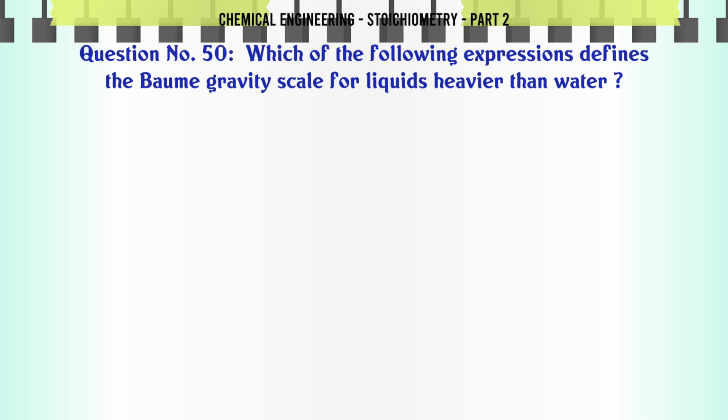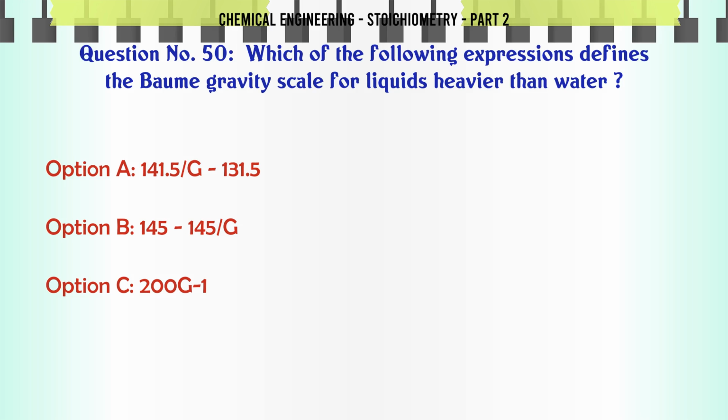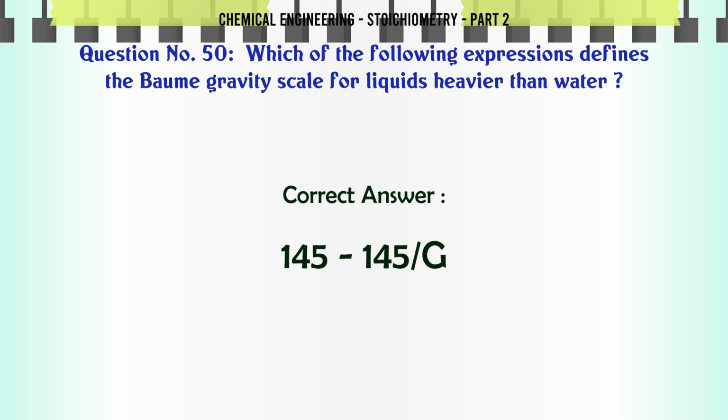Which of the following expressions defines the Baume gravity scale for liquids heavier than water? A. 141.5/G - 131.5. B. 145 - 145/G. C. 200(G - 1)/G. D. 400(G - 400)/G. The correct answer is 145 - 145/G.